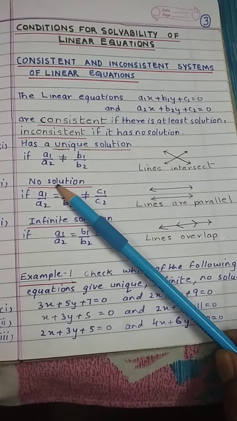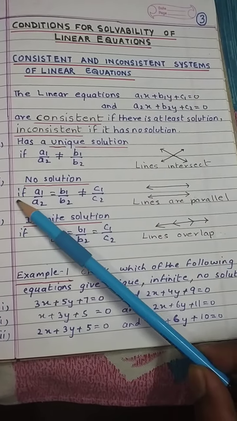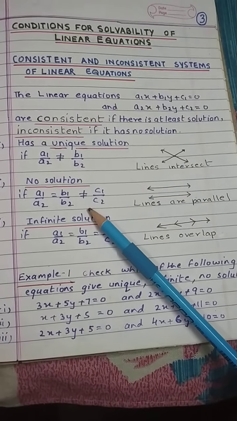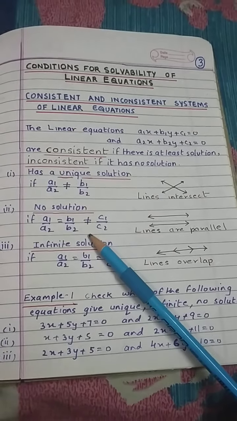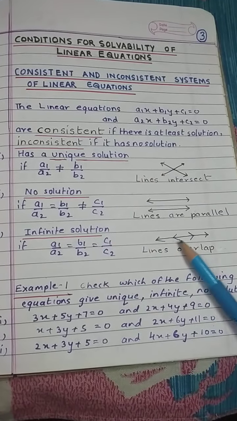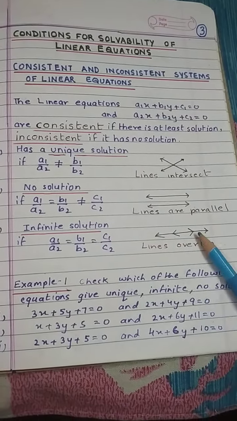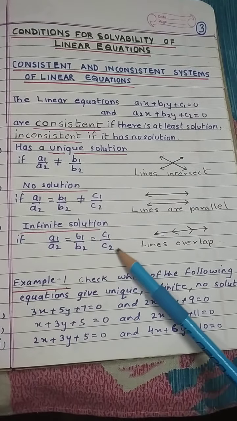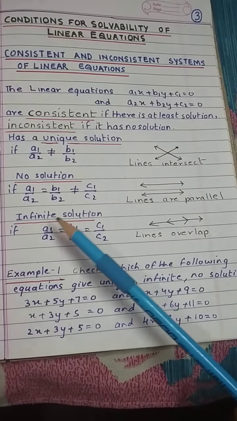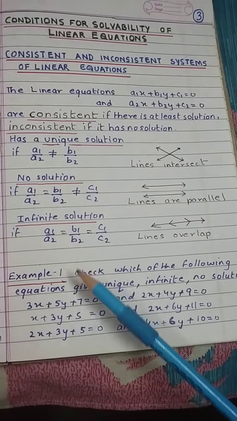No solution means the lines are parallel. The condition is a1 upon a2 is equal to b1 upon b2 but not equal to c1 over c2. Infinite solutions: in this case, the lines will overlap each other. Here all the coefficient ratios are equal: a1 upon a2 equals b1 upon b2 equals c1 upon c2.